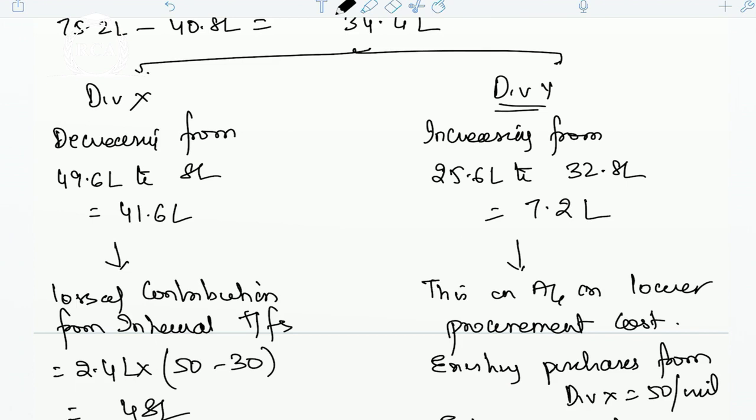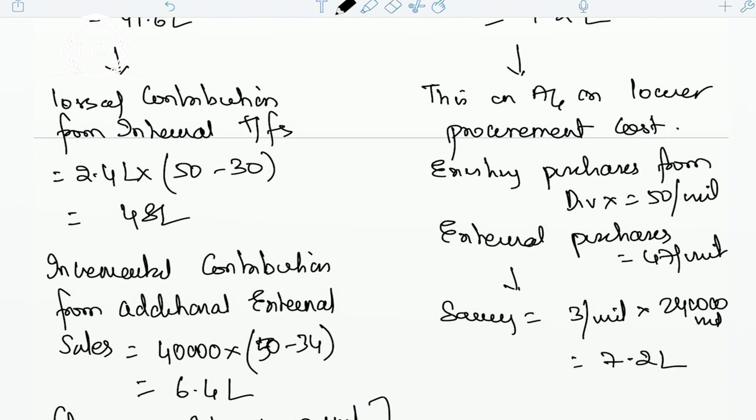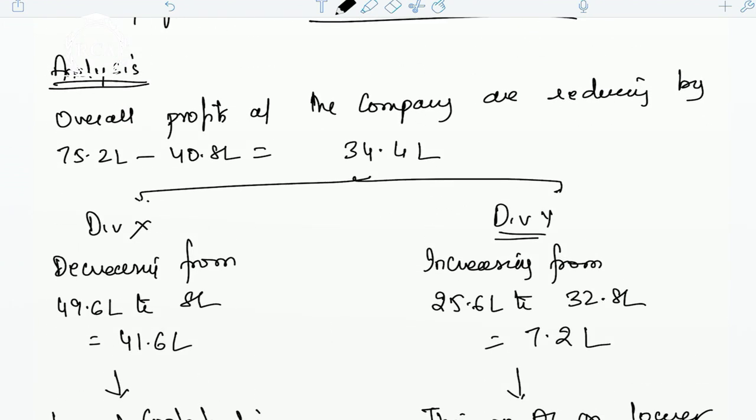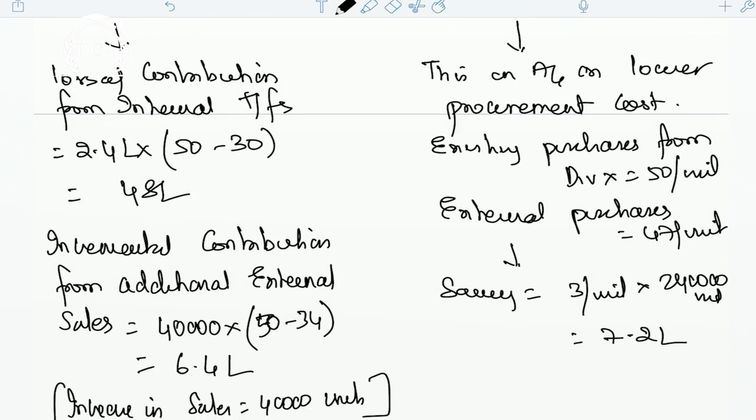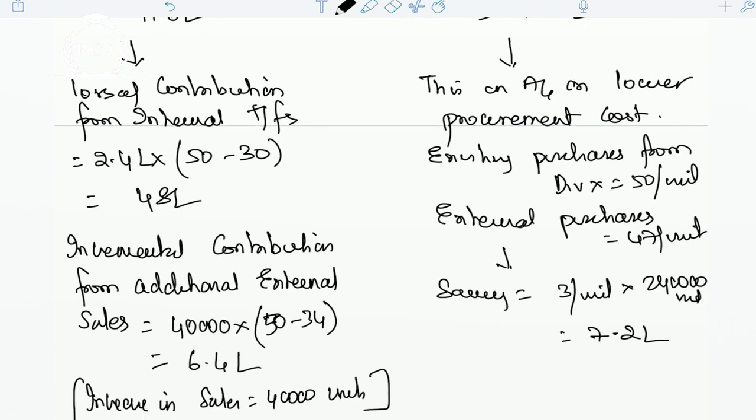I hope you're all writing this analysis. Once you write this analysis, we will write the answer to the third bit.